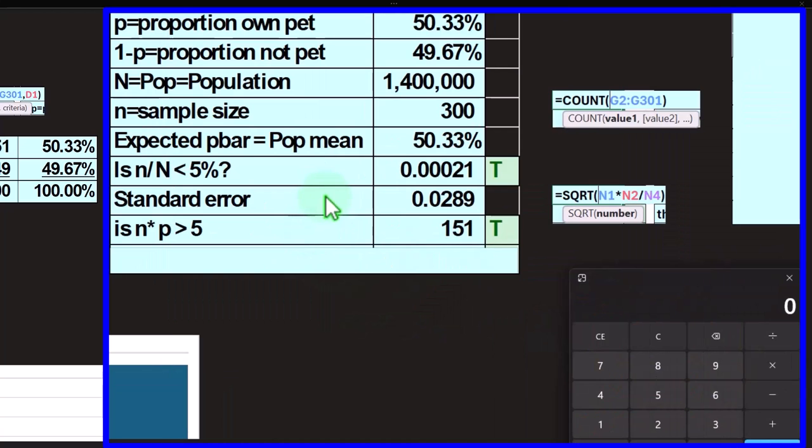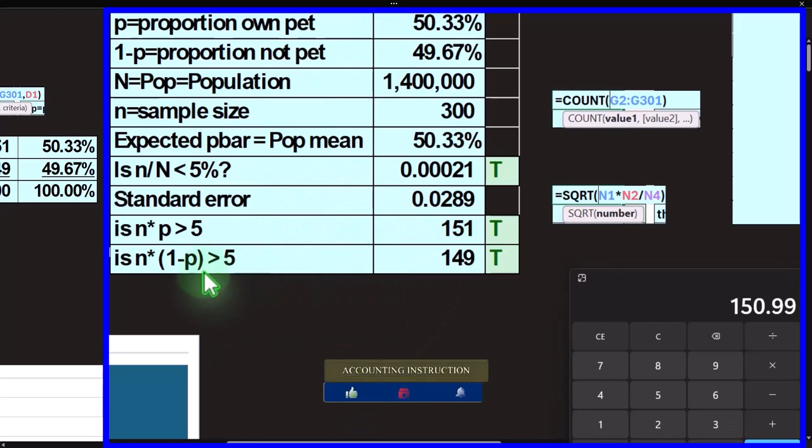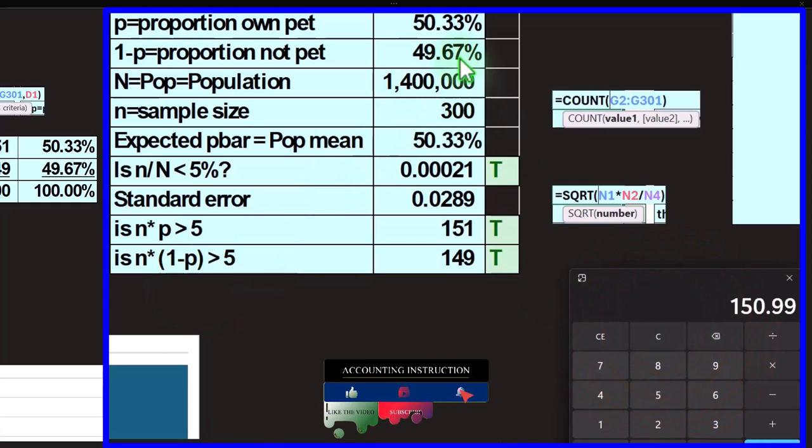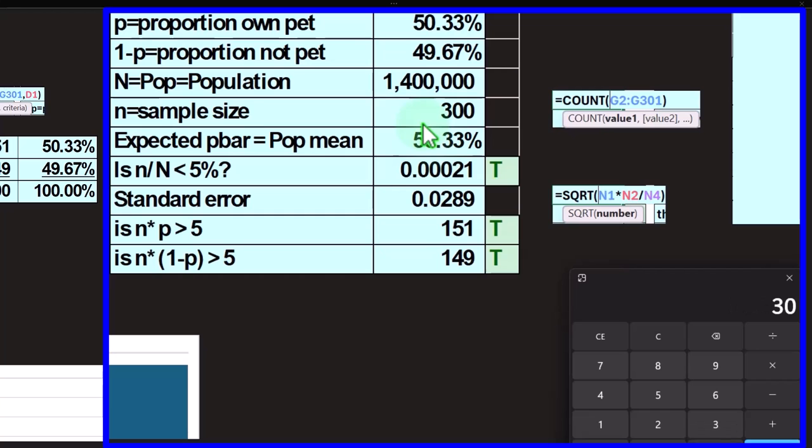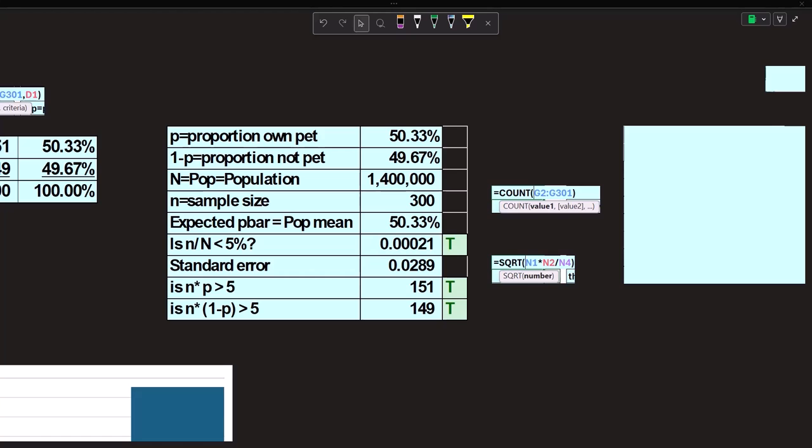So let's just do it here just for the fun of it. We're going to say n is 300 times p, which is 0.5033. Okay, and then that comes out to about 151, and then 1 minus p, the other side, which is 0.4967 in decimal format, times n, which is 300, and that's going to give us the 149. So there we have that.